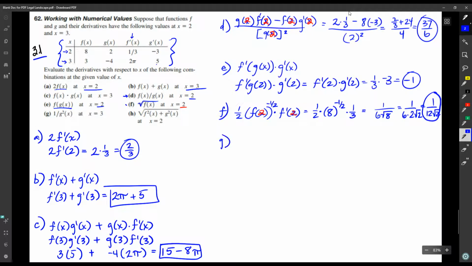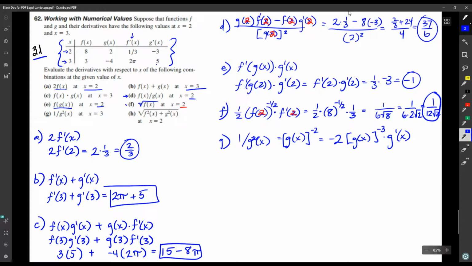We move next to g. We have 1 over g squared of x. And I'm going to change that to g of x to the negative second power. Rather than a power of 2 on the bottom, let's go negative second power on top. So by the chain rule, then, for the derivative, negative 2 to the front, leave the inside g of x. Now that's to the negative third times g prime of x.